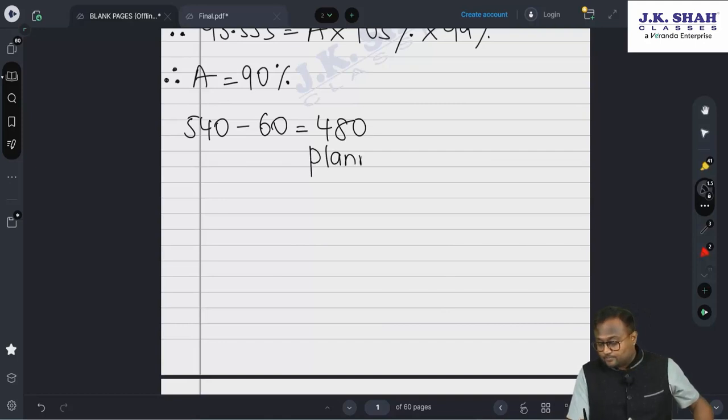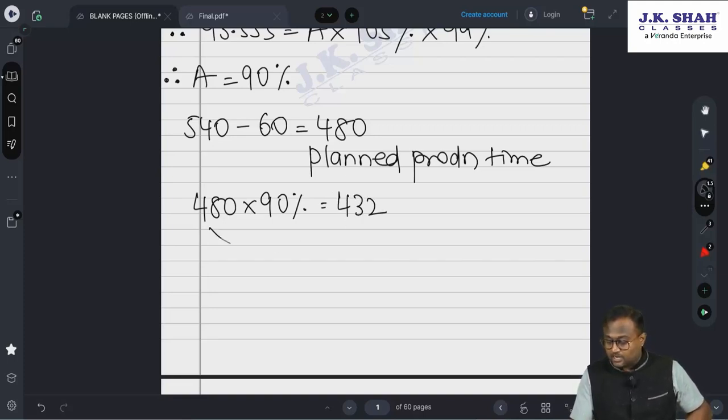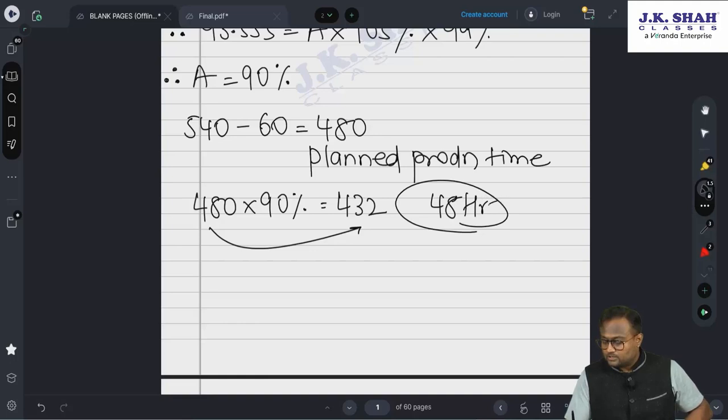This is your planned production time, correct? Now, if you really want to have an availability ratio of 90%, 480 into 90%, 432 must be the time utilized. So basically 48 is your expected or allowed downtime.